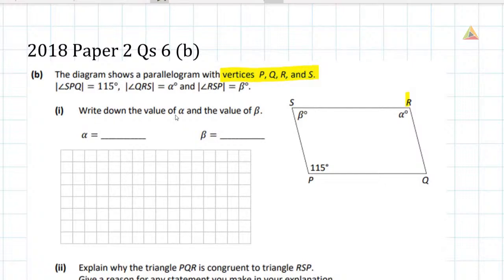So it says write down the value of alpha and the value of beta. Now they're not giving me a whole lot of room here to do a lot of working out. So what we can see is that when we have a parallelogram and we're told that it's a parallelogram, then we know that opposite angles are going to be equal in measure. So I can see that alpha here is going to be 115 degrees. And my reason for that would be opposite angles in a parallelogram are equal.